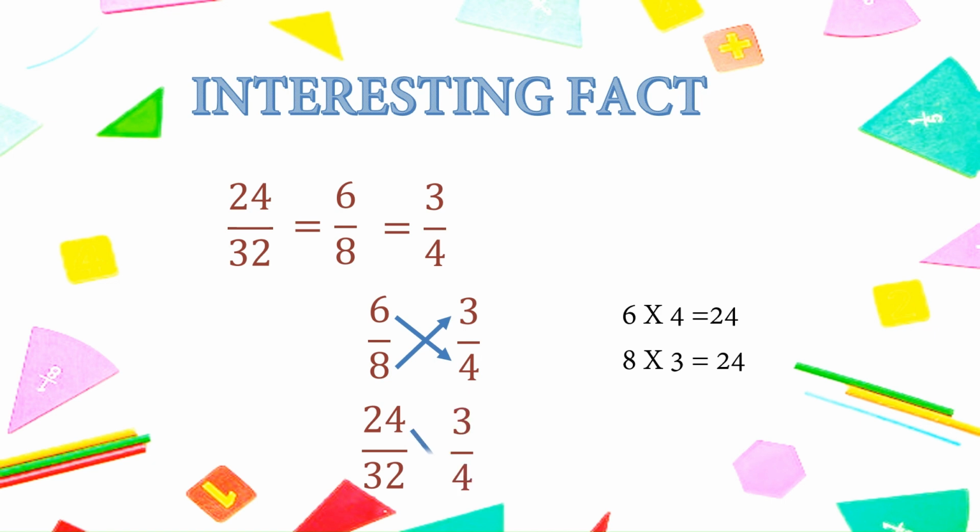Take another set of equivalents from this, that is 24 upon 32 and 3 upon 4. In this case also, if we find the product, we call this the cross product also. That is, the product of the numerator from the first fraction with the denominator of the second fraction will be equal to the product of the denominator from the first fraction and the numerator from the second fraction. Now, in this case also, the product in both the cases is 96, which means they are equal. So, in this way, you can verify your equivalent fractions.